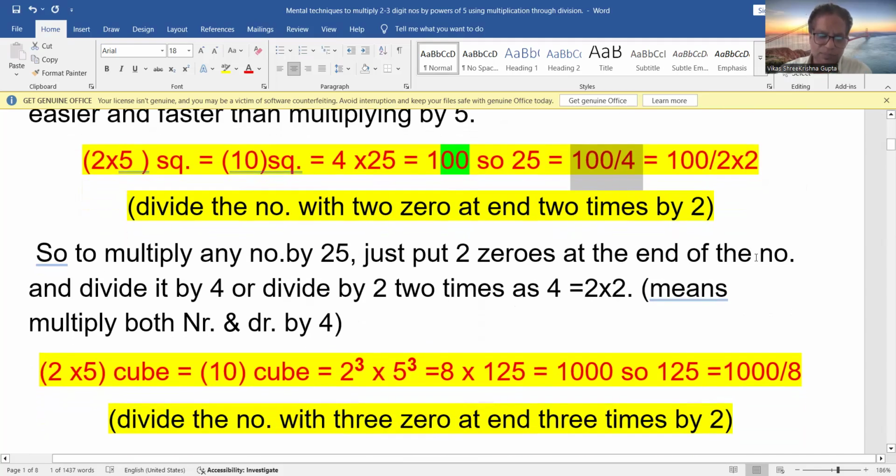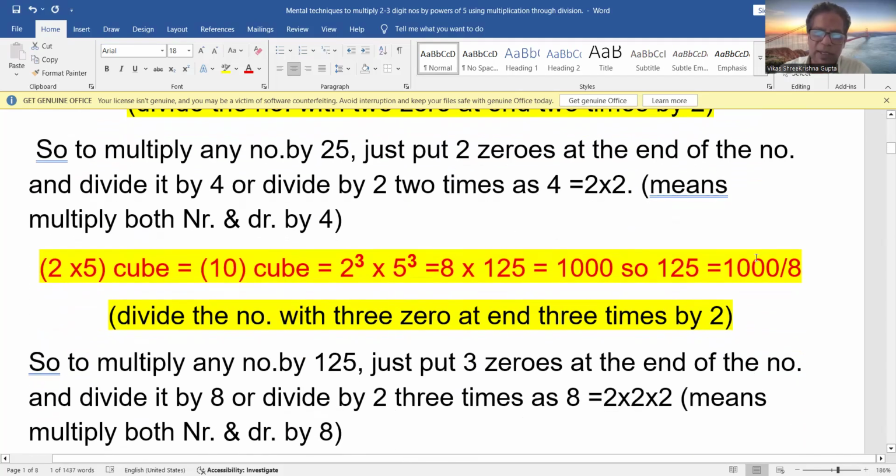In the same way, we have to multiply a number by, say, 125. Now 2 into 5 cubed is equal to 10 cubed, because 2 into 5 is 10. So I am cubing both sides. I am getting the answer as 2 cubed into 5 cubed, means 8 into 125 is equal to 1000. Now what does it mean?